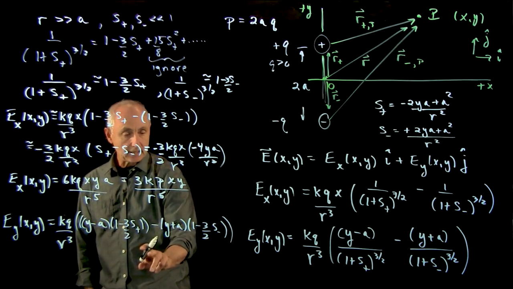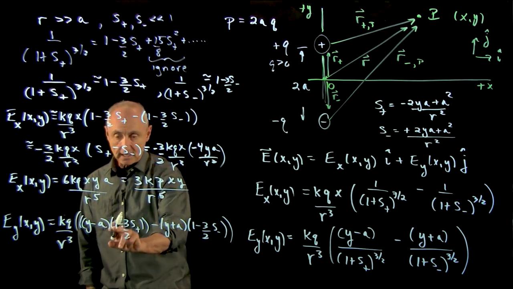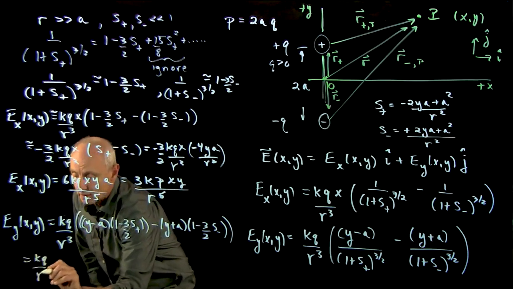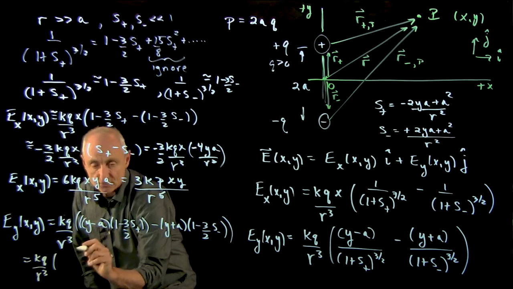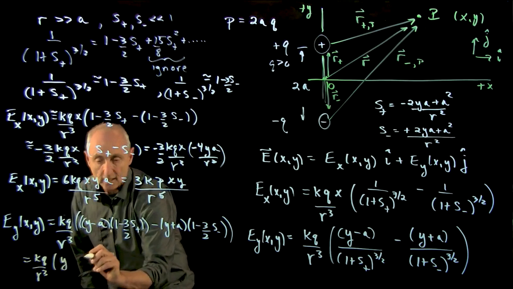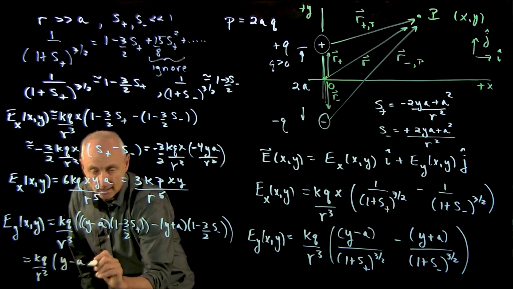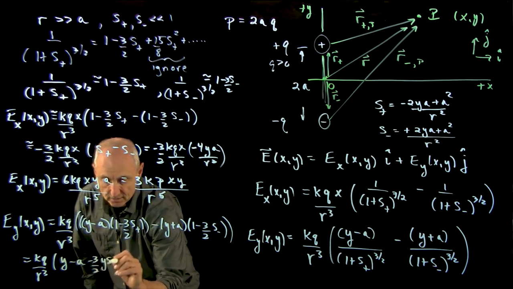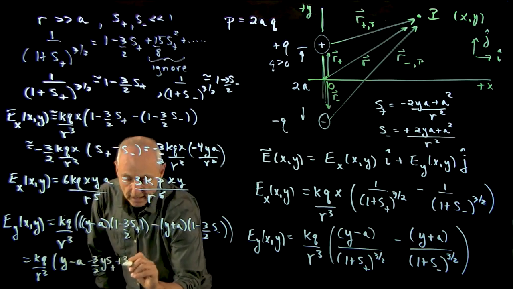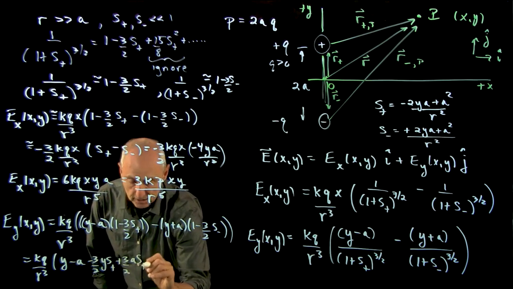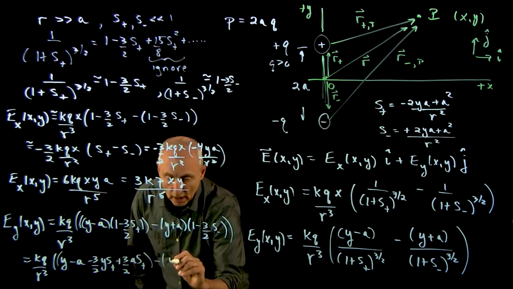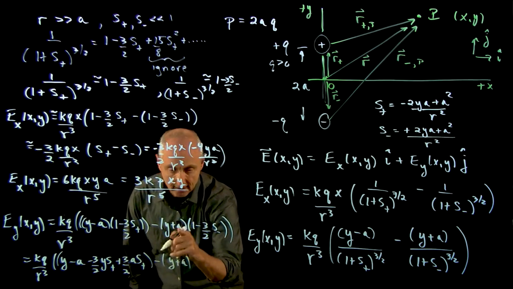And what we'll see is the y's are going to cancel. Maybe it's just a little bit wiser to expand all these terms out. We get y minus a. And over here, we have minus 3/2 y s plus. We have plus 3/2 a s plus, minus y plus a. That's the first one.